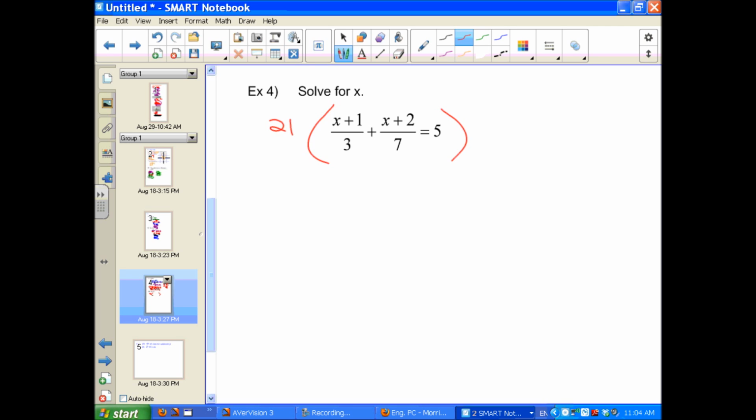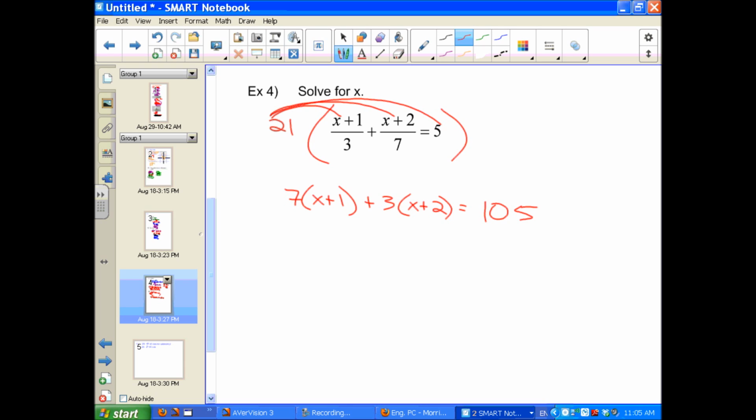So if I multiply this, so I'm going to distribute. When I distribute it here, the 21 and the 3 cancel, leaving me with what? 7 times what's up here. If I distribute the 21 through here, the 21 and the 7 will cancel, leaving me with 3 times what's left up there. When I distribute the 21 to the 5, do I get anything to cancel? So what is 21 times 5? 105. Right, it got a little bit bigger, but at least there's no fractions.